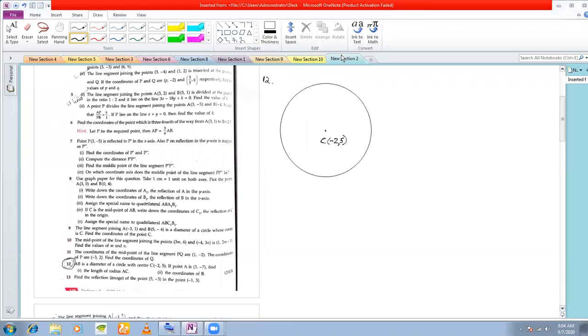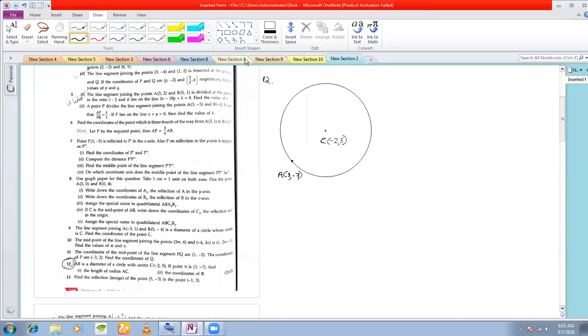So center is C and A is a point (3, minus 7). Let's say A is this point. Okay, so A is your point (3, minus 7). Find, first question, length of the radius AC.